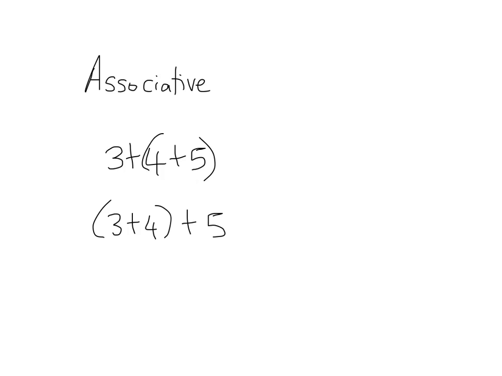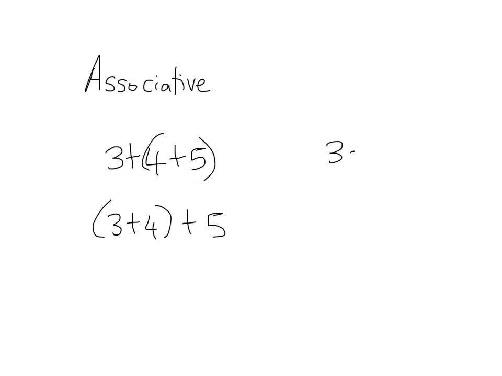For example, I could have 3 plus (4 plus 5), and of course, by order of operations, you would do the 4 plus 5 first because it's in parentheses. But if we're just dealing with addition, it doesn't matter how I'm grouping the numbers. So 3 plus (4 plus 5) is the same as (3 plus 4) plus 5. Notice I've grouped the numbers differently, and it does not matter. The same is true for multiplication.